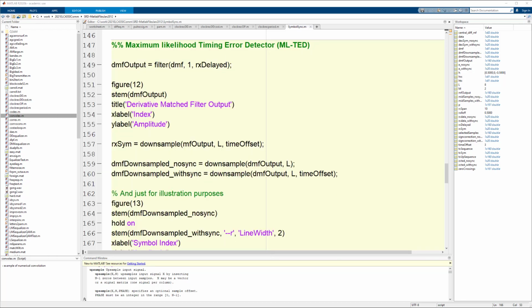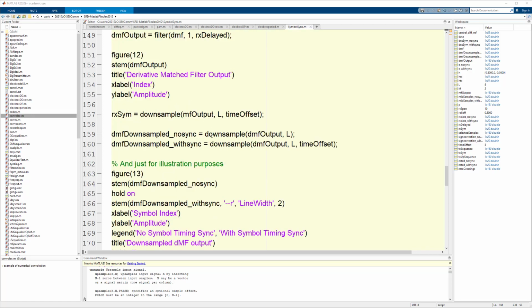With the derivative matched filter, we can build a maximum likelihood timing error detector. On line 149, the DMF output, the derivative matched filter output, is the filtering of the derivative matched filter with the received delayed signal. In figure 12, we plot out the DMF output. That's the derivative matched filter output.